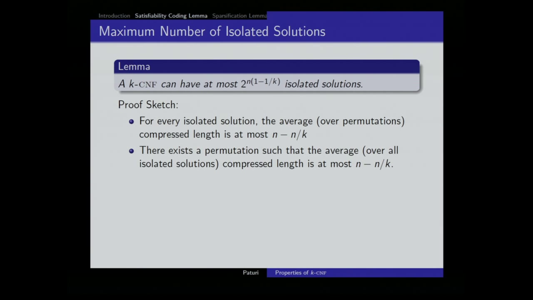So the point is that for a particular permutation, a particular isolated solution might be compressed, but for some other solution it may not be compressed. So we reverse the quantifiers and we show that there exists at least one permutation that has this average length over all isolated solutions. Okay.